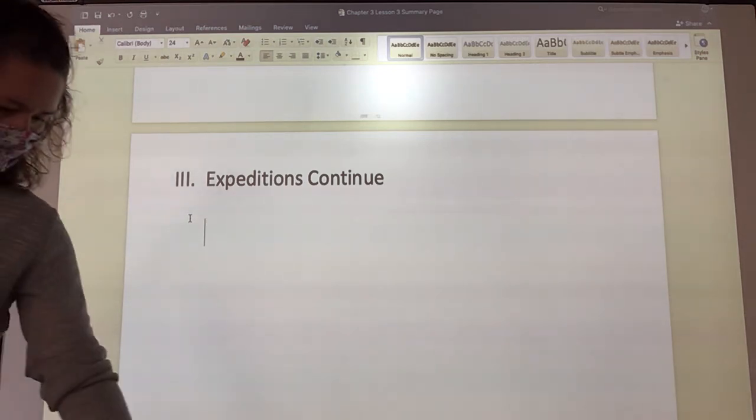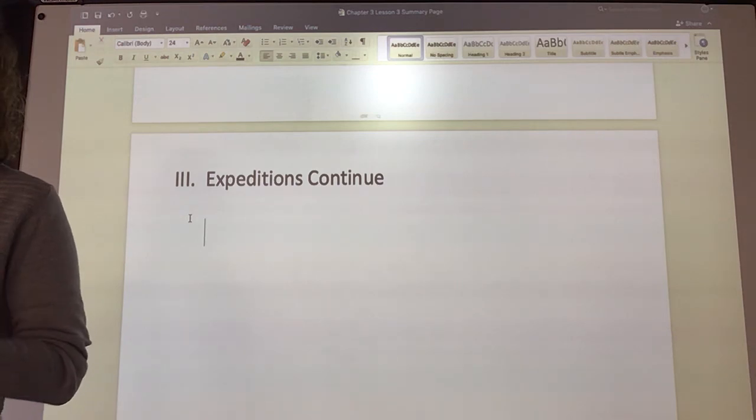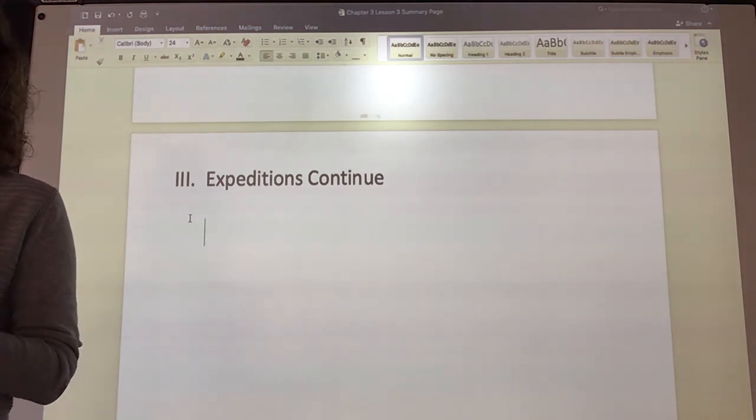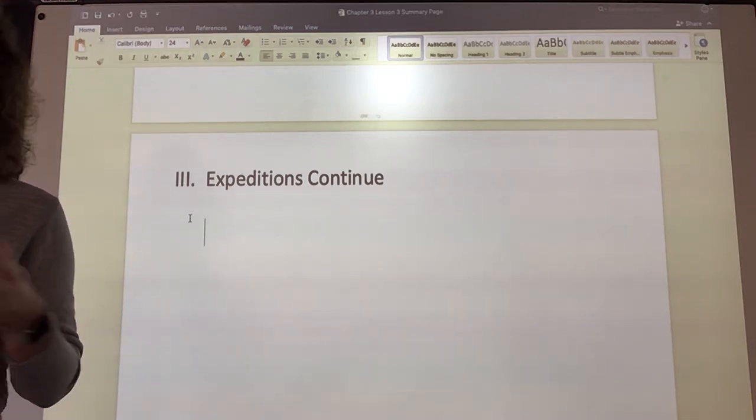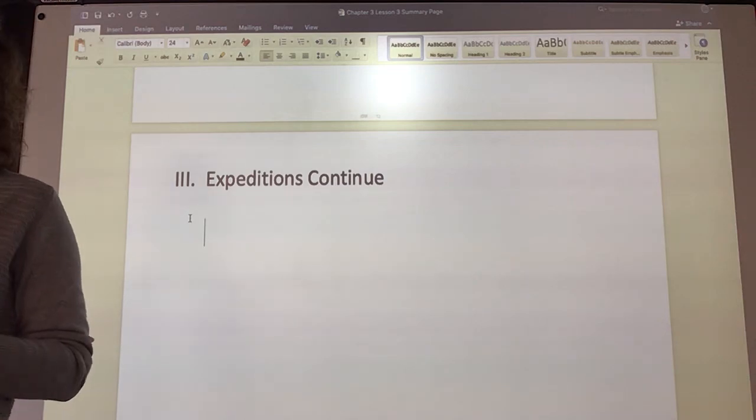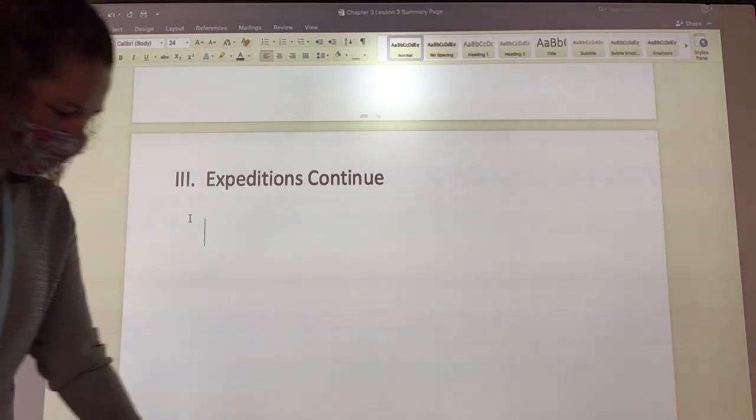Penny? What lesson is this? Chapter 3, Lesson 3. Oh. We got to finish Lesson 3. Yes, I thought you said 2 earlier. I could have. I get mixed up. I try to say Chapter 4 and Chapter 6 and try to keep them all straight. I thought it was 3. It is. It is 3.